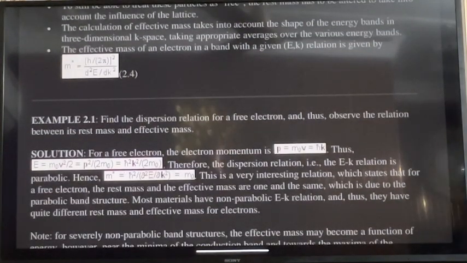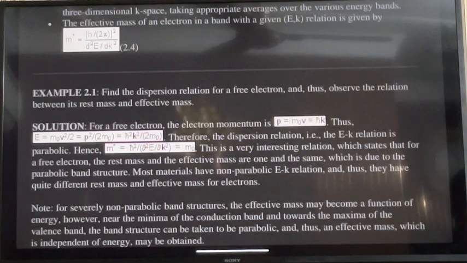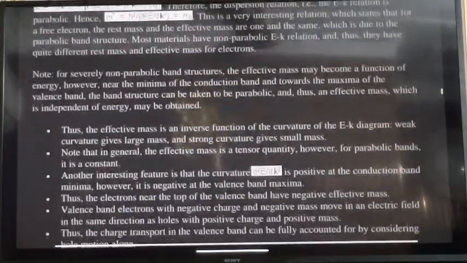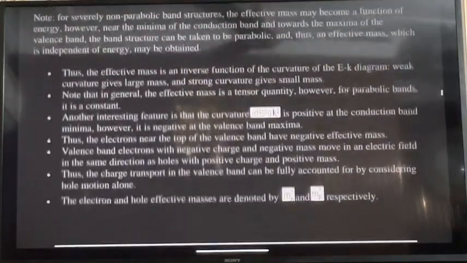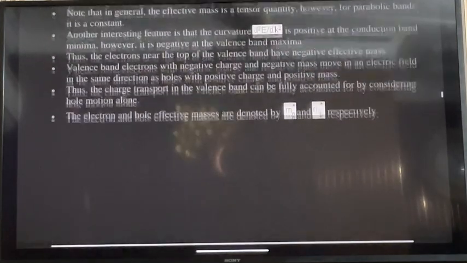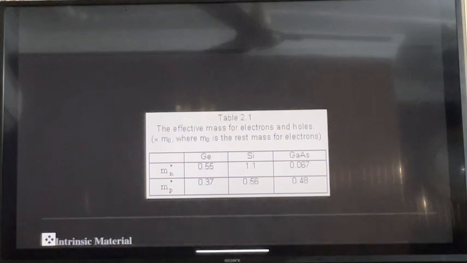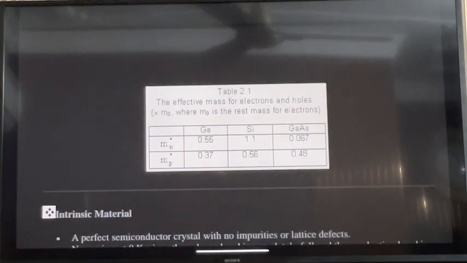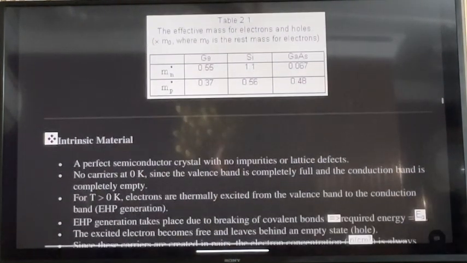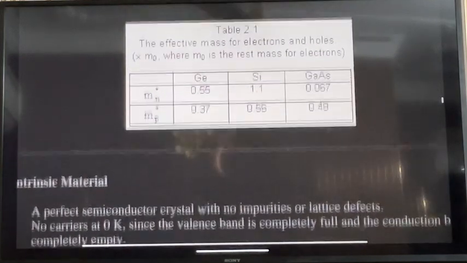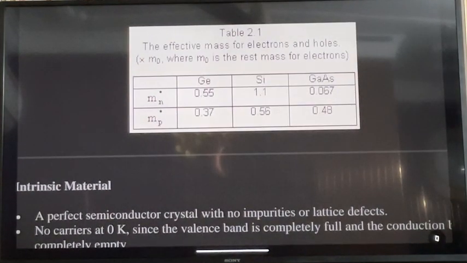This is a question which is given in the PDF. Find the dispersion relation for a free electron and thus observe the relation between its rest mass and effective mass. This is slightly important, however I'm simply skipping over it because this is a question and you would be better off learning this on your own. This table is rather unimportant. You can just take a look at the effective mass of holes and electrons. However, this is largely unimportant. Note that N stands for negative and P stands for positive. So N stands for electrons and P stands for holes.